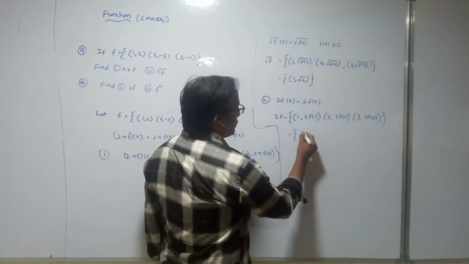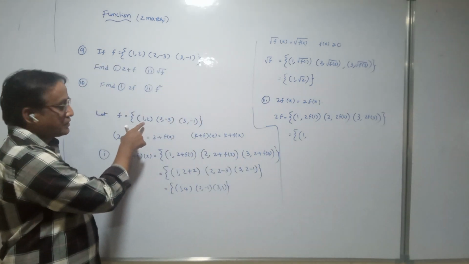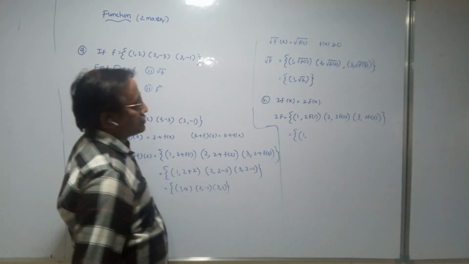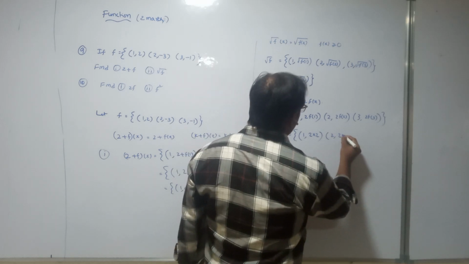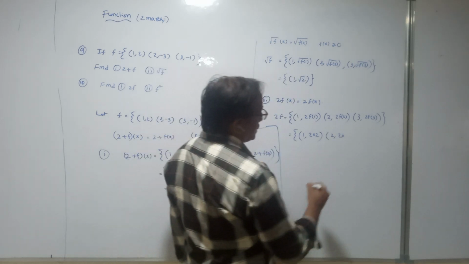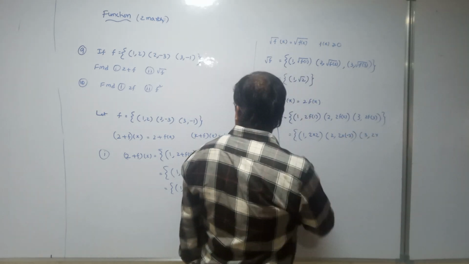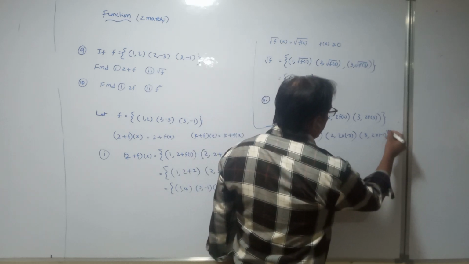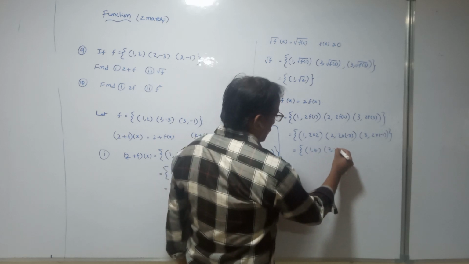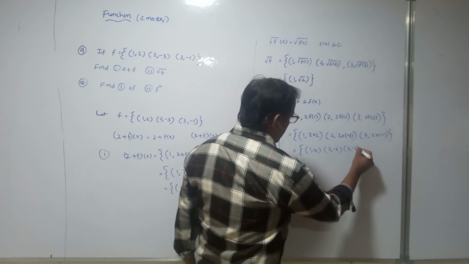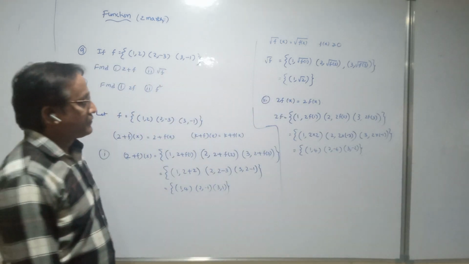So that is equal to (1, what is f of 1 here? 2. f of 1 is 2), so 2 into 2. (2, 2 into, what is f of 2 here? Minus 3). (3, 2 into f of 3 is minus 1). So that is equal to (1, 4), (2, -6), (3, -2). This is 2 into f of x.